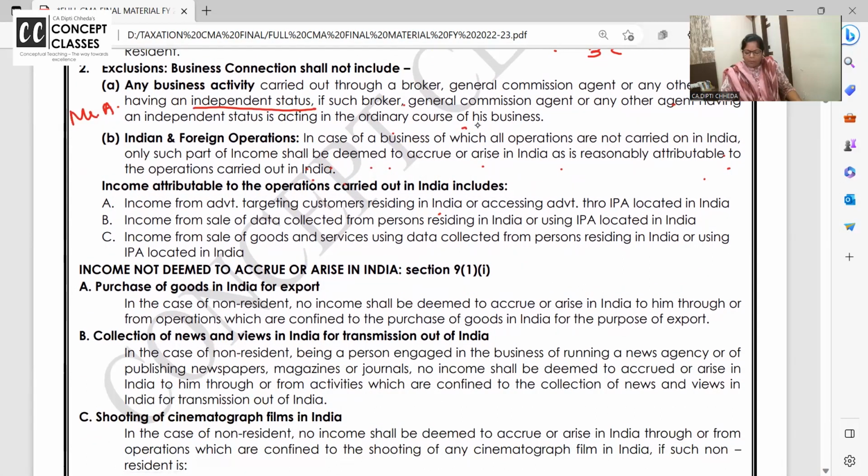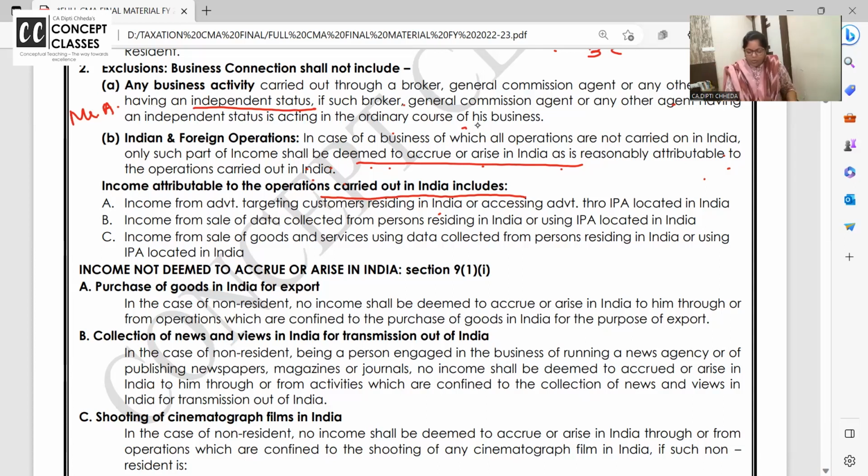Income attributable to operations carried out in India. We say that only on operations carried out in India does he have to pay tax. These days many one-line questions are asked on this. I have included some business connection questions here. Can I please request all of you to put a tick on whatever questions are over, so that the unticked ones will be clear? I don't know if it's a good habit or not. As a teacher, I cannot solve 1, 2, 3 today and 4, 5, 6 tomorrow, that never happens.